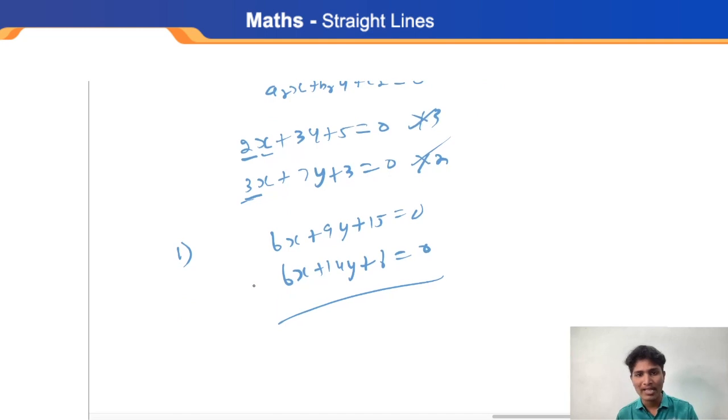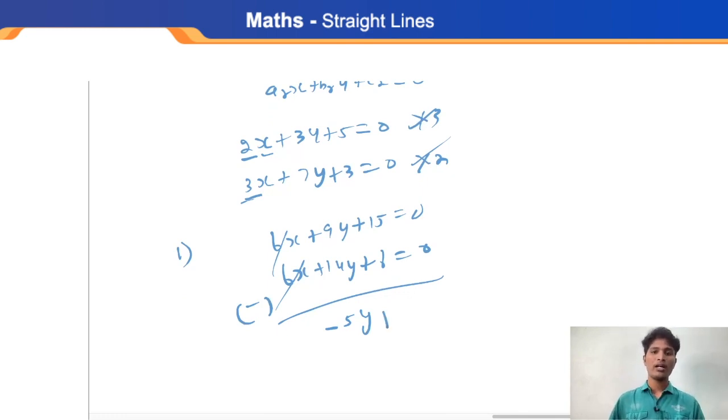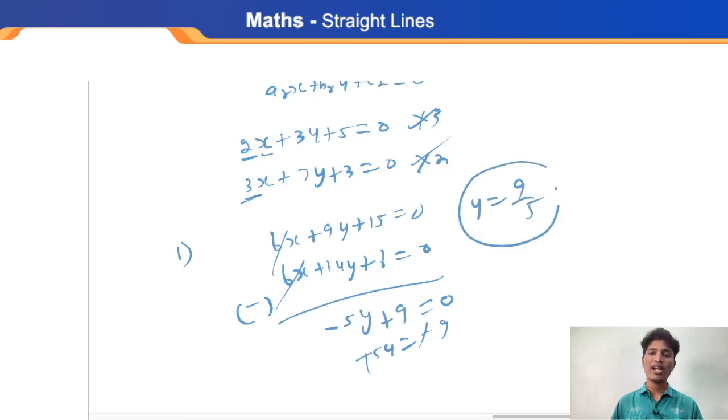If I subtract these two equations, what will I get? The x terms will get cancelled, and here you will get minus 5y, and here you will get 9, equal to 0. So if I want to calculate the y value, I will get y is equal to 9 by 5. Now simply substitute y and calculate x.